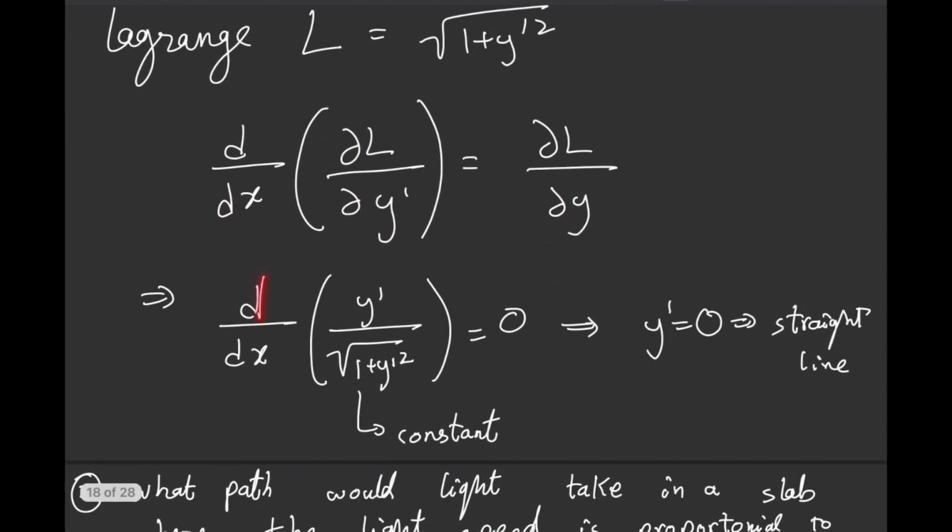On solving this, you get d by dx of y dash over root of 1 plus y dash square equal to 0, which means this is constant, which means y dash must be constant, i.e. the slope must be constant, hence it must be a straight line. If the length must be minimized, it must be a straight line. So the shortest distance between 2 points must be a straight line. It can't be any other curve. If it is any other curve, the path length would be higher, as it would not satisfy the Euler-Lagrange equation.